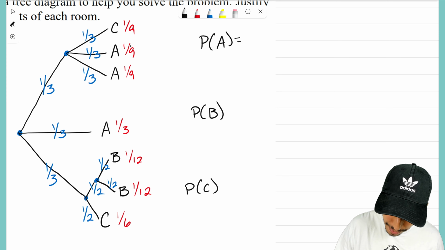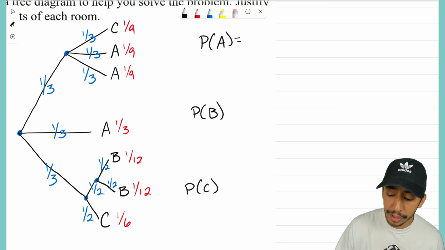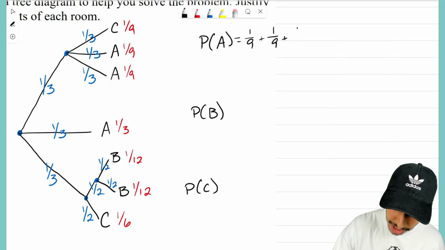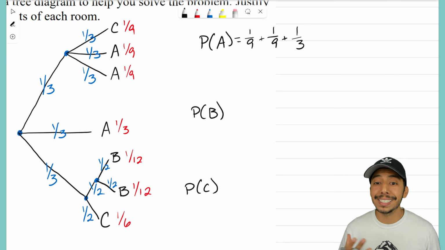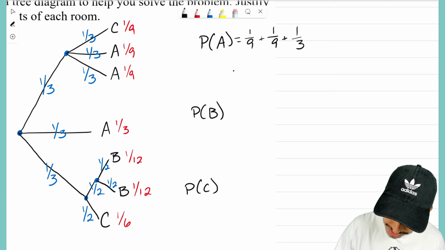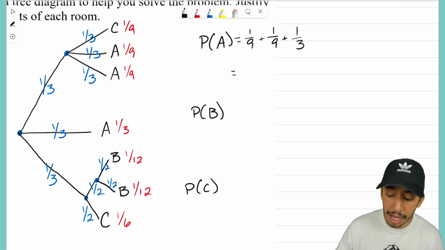For him to end up in room A, this A room here has a chance of 1/9. This one has a chance of 1/9. And that A has a chance of 1/3. We've got to take those 3 fractions and add them up together. Now remember though, we can't add fractions unless they have the same denominator.